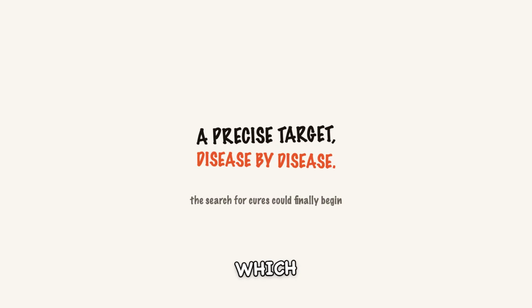Once you know exactly which germ causes a specific disease, you can start hunting deliberately and scientifically for something that kills that germ specifically, rather than guessing. Germ theory had explained the problem. Koch's method now gave doctors an actual, precise target to aim medicine at, disease by disease, and the search for cures could finally begin in earnest.